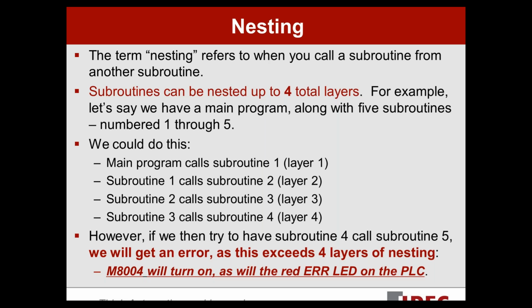If you try to go past 4 layers, then special internal relay M8004 will turn on in the PLC, so you'll have an indicator. You'll also get the red light of death on the PLC. That red error LED will turn on solid as well to indicate, hey, there's a problem. So just something to keep in mind. It's perfectly legal to call one subroutine from another. Just remember that you can only go 4 layers deep before you return control back to the main program.